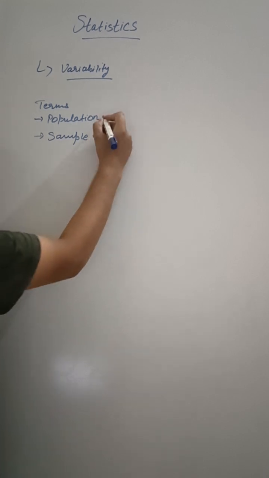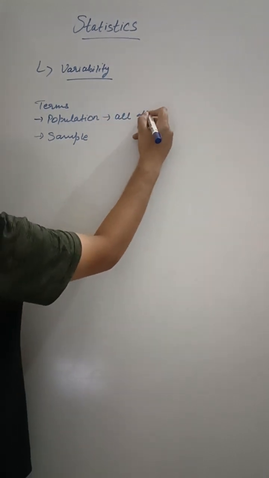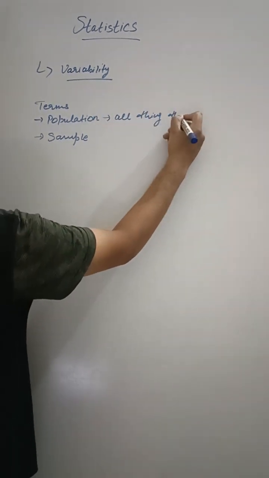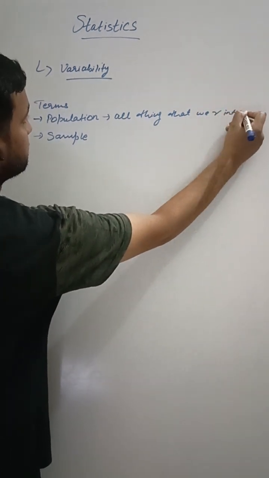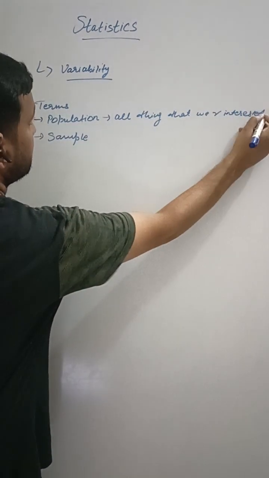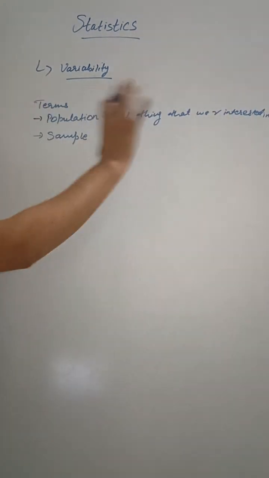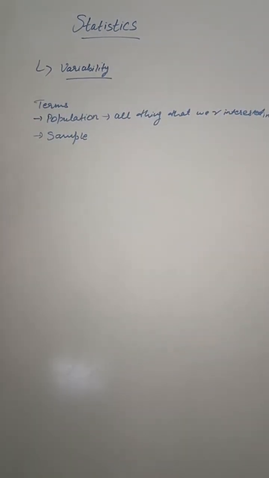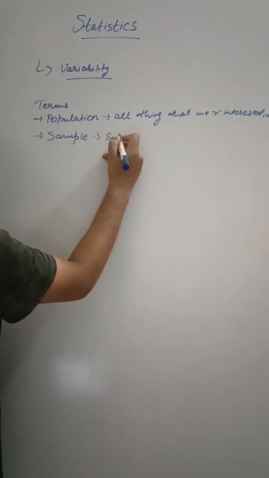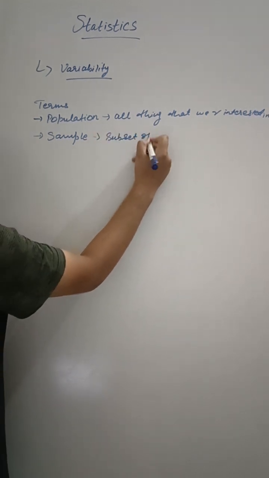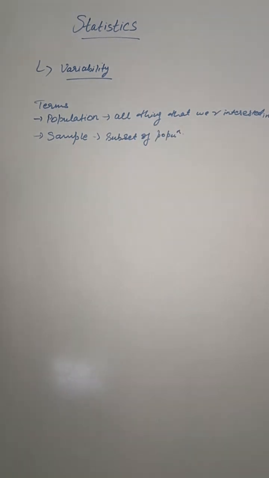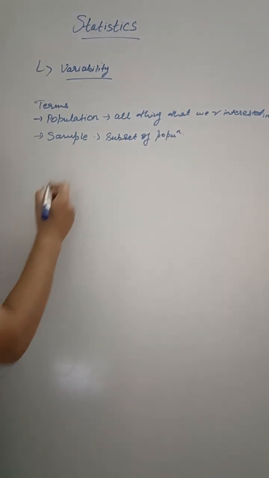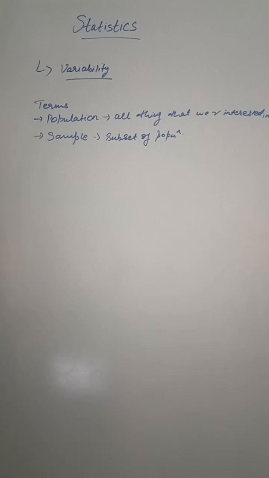Population is all things that we are interested in. So basically the entire population or your entire data set can be considered as your population. Sample is a subset of population. Sample is a subset of population. Now let's take an example.